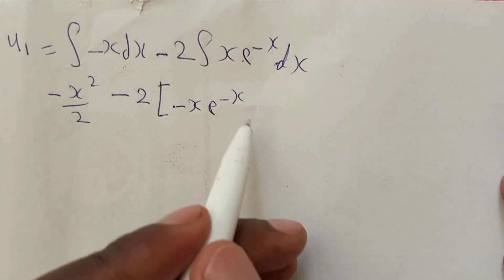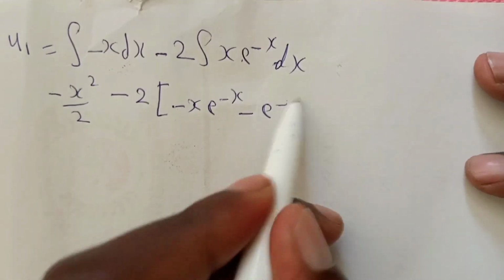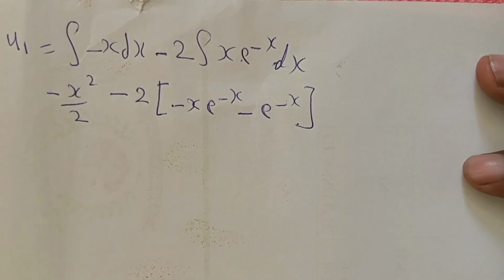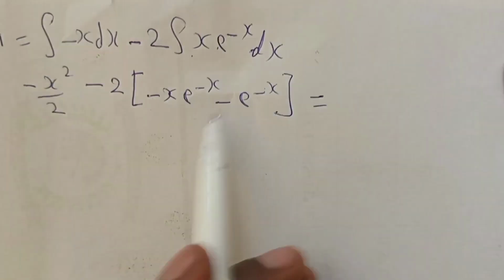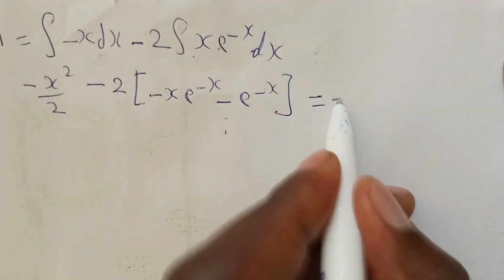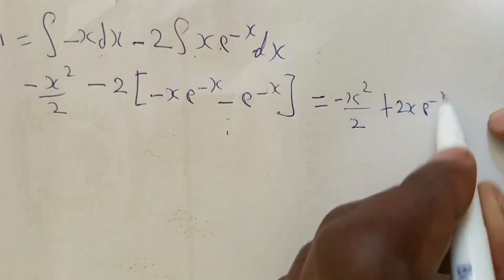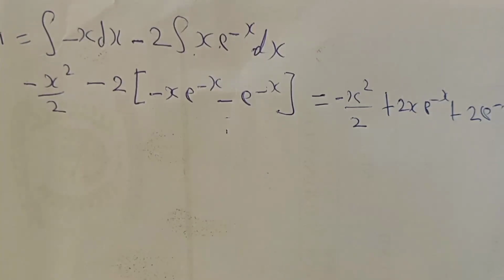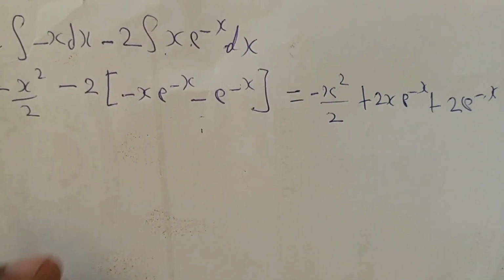This other part here is going to give you minus exponential negative x. So that is what we shall obtain, which can be simplified to give you the following. On how to integrate by part, you can check in my channel so that you may see how we easily integrate by part. So this is negative x squared over 2 plus 2x exponential negative x plus 2 exponential negative x. So that is our u1.